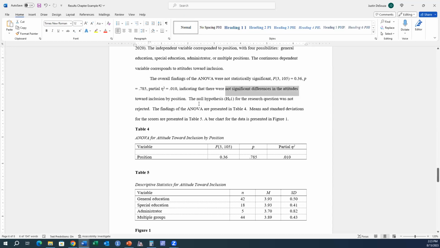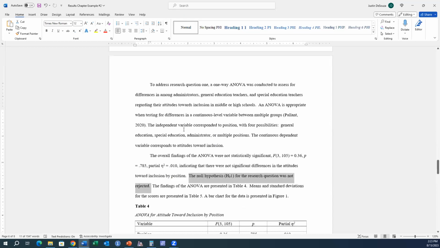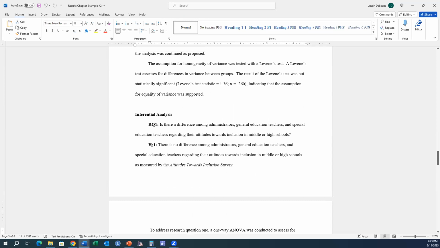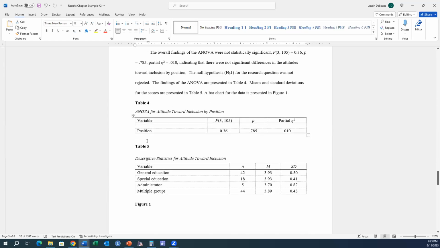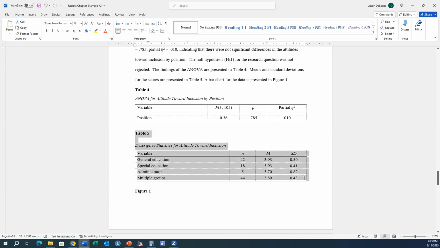And because we did not find significant differences, we cannot reject the null hypothesis. So going back up here, the null hypothesis usually states that there's not a significant difference or a significant relationship between the variables. So we cannot reject the statement because we did not find a significant difference. Okay. And then you can also present descriptive statistics of the groups.